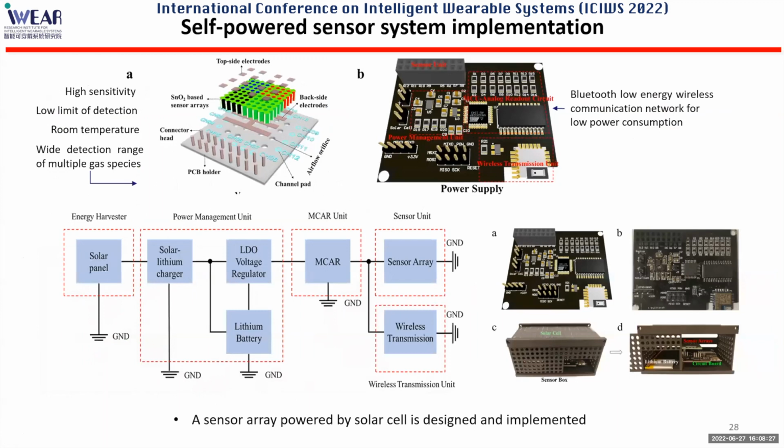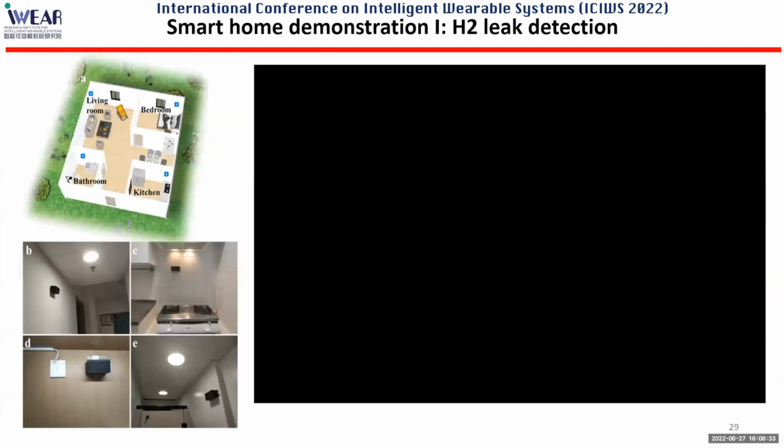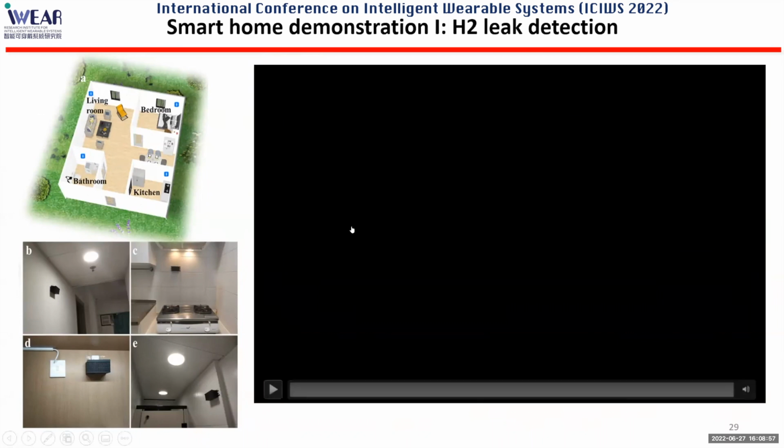Later on, we built a sensor network using 4 sensors. I want to skip a lot of detail because time is really running short for me. We built a sensor network consisting of 4 sensors in 4 rooms in my student's dormitory: living room, bedroom, kitchen, and bathroom. Each room has 1. This is a sensor box powered with a solar panel. By the way, these sensors are low power sensors operating at room temperature.